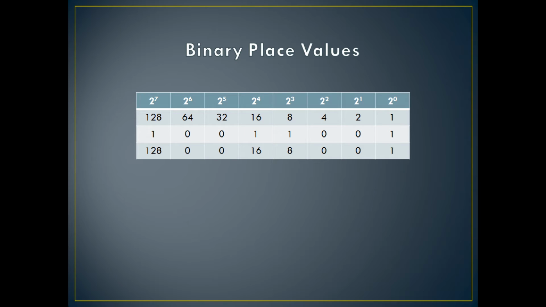So now all we have to do is take the value of each column and add those together to get our number. So 128 plus 16 plus 8 plus 1 is going to give us 153. So in this video, you learned how to take a binary number and convert it to decimal. You will often need to convert from decimal to binary, but we will tackle that in a separate video.